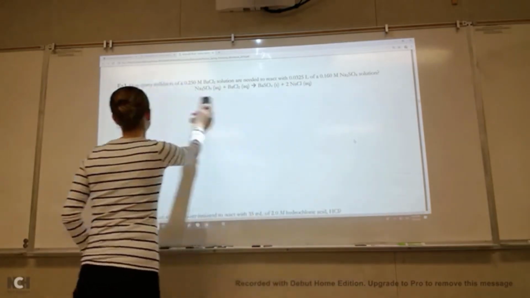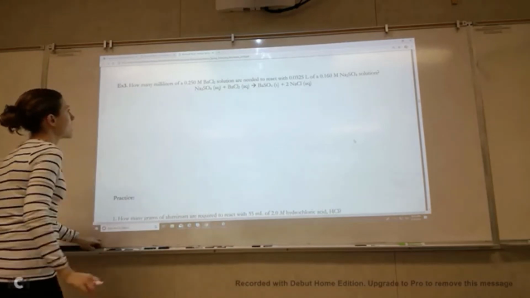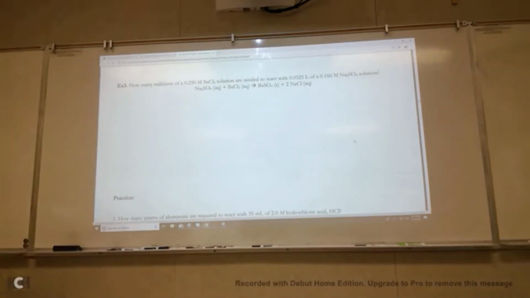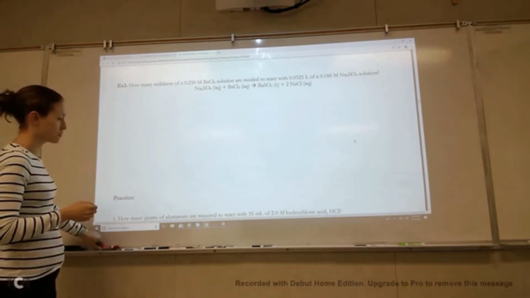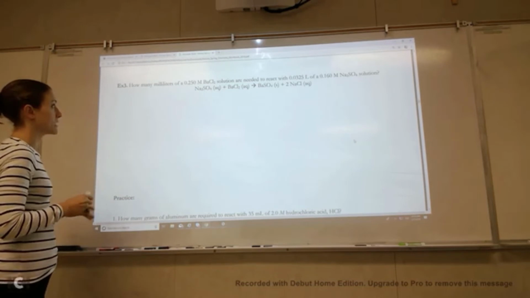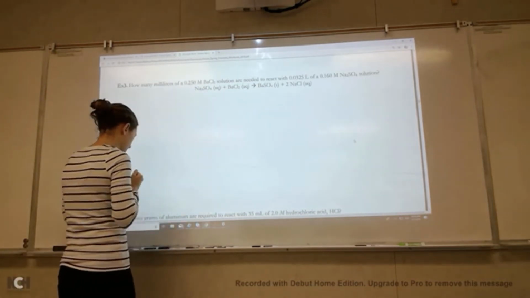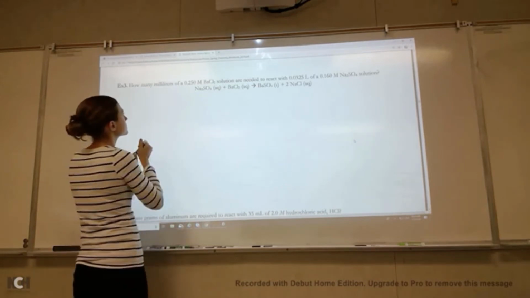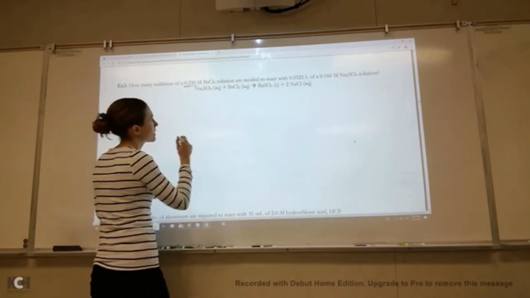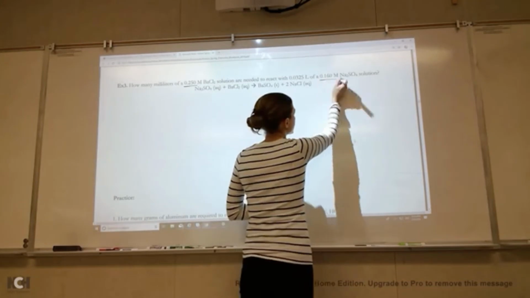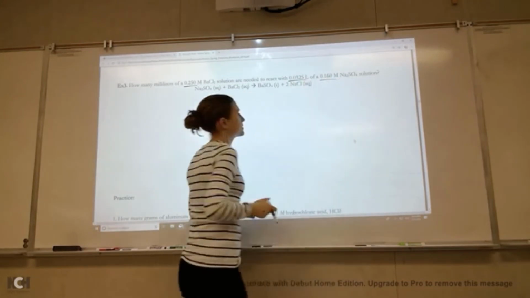In this problem, it asks how many milliliters of a 0.250 molar barium chloride solution are needed to react with 0.0325 liters of a 0.160 molar sodium sulfate solution. There are a lot of values here. I know the concentration of barium chloride. I know the concentration of sodium sulfate, and I also know the volume of sodium sulfate.